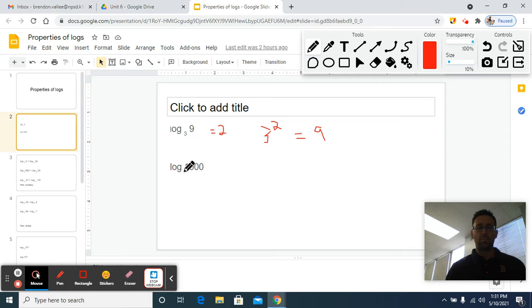Now, if there's no number here, that means you got to put a 10. So again, 10 to the what power equals 1,000. And again, it's 10 to the third. That equals 1,000. So the answer is 3.